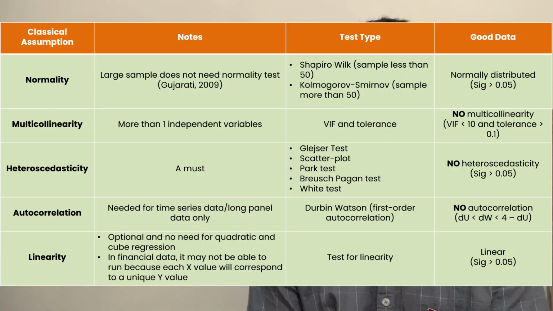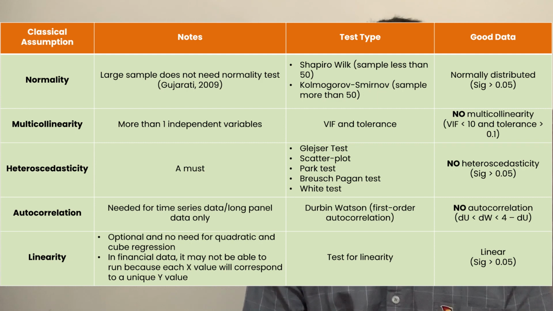The next one is autocorrelation. You just test autocorrelation when your data contain time series. For example, data in 2015, 2016, 2017, 2018. This data contain time series, therefore you have to check autocorrelation. If your data is not related to the time series, you don't need to conduct autocorrelation test.